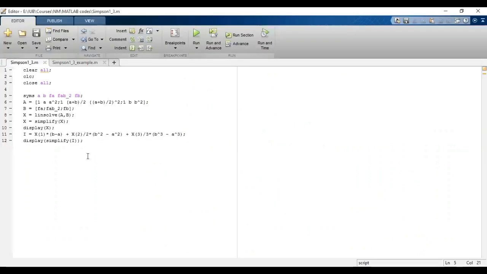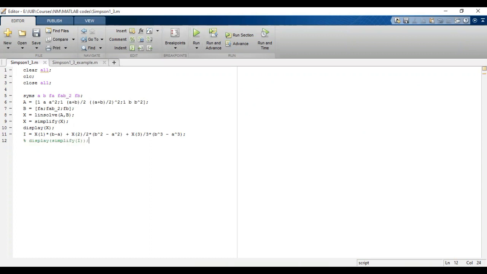So let's solve this set of equations by using MATLAB. Okay, this is our A matrix, this is our B column vector, and if we use the linsolve(A,B) command in MATLAB, we will get the values of a naught, a1, and a2. Then we will use the simplify(x) command, then we will display this, right? So let's run this code.